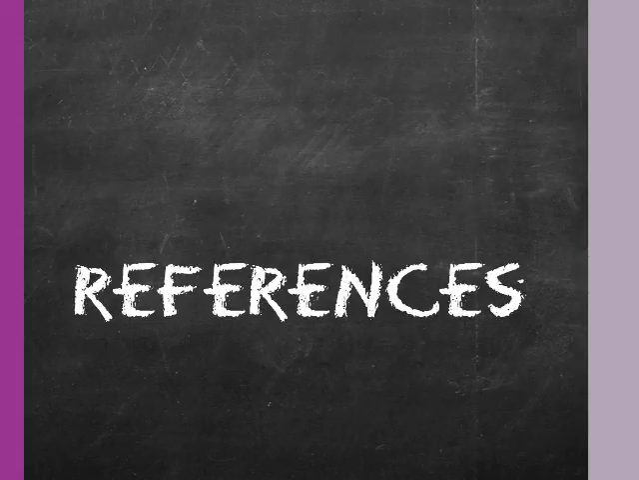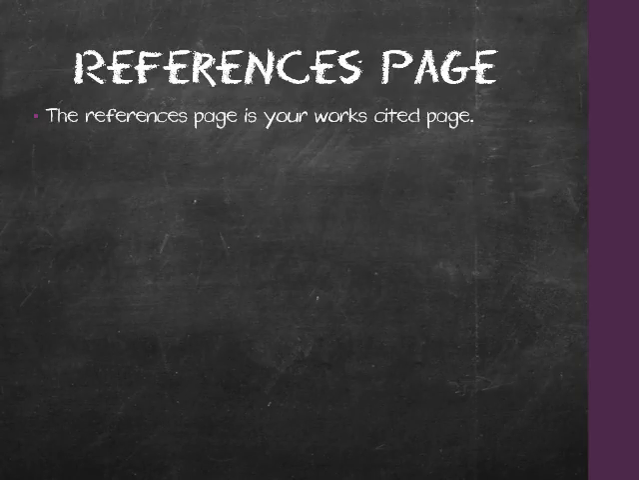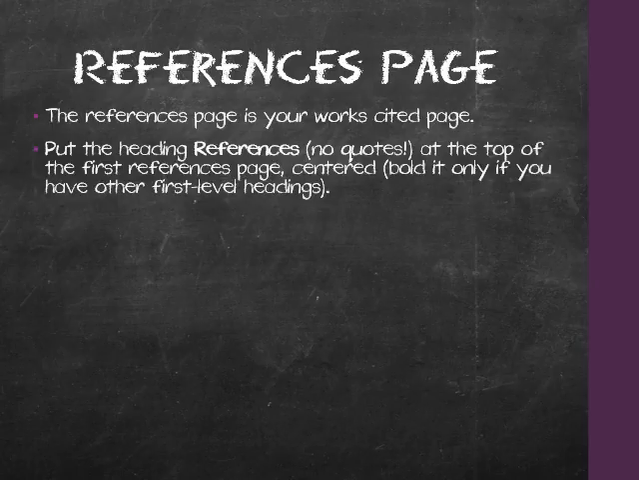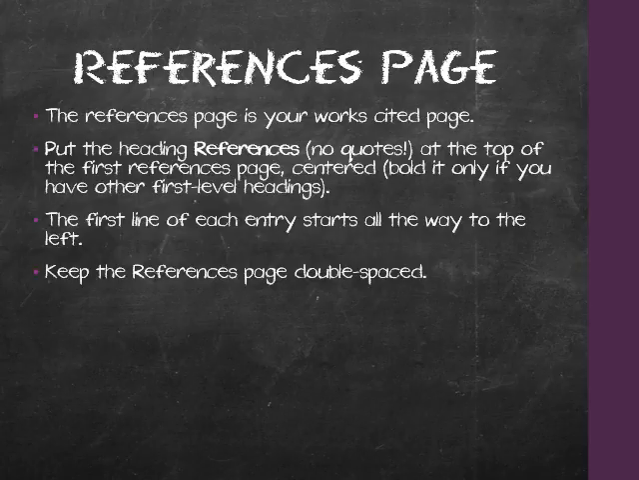Now we're going to talk about perhaps the most difficult part of any paper's style, the references section. The references page is your works cited page. Put the heading References, no quotes, at the top of the first references page, centered. Bold it only if you have other first-level headings. The first line of each entry starts all the way to the left. Keep the references page double-spaced.